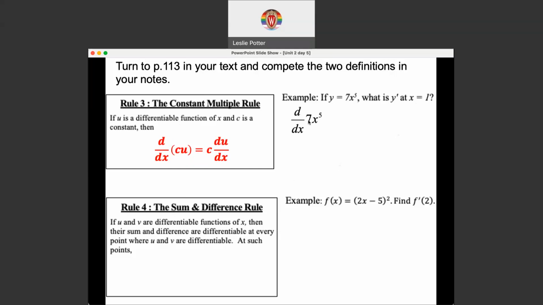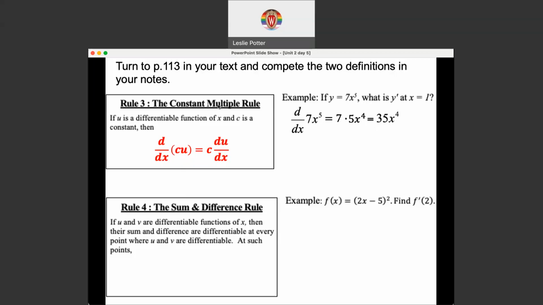Okay, so differentiating 7x to the 5th, d dx, right? That's one of the notations. D dx of 7x to the 5th is 7, there's the c, the constant, times, now what is the derivative of x to the 5th? Bring down the power, reduce the power by 1, that's 5x to the 4th. So the derivative of 7x to the 5th with respect to x is 35x to the 4th.